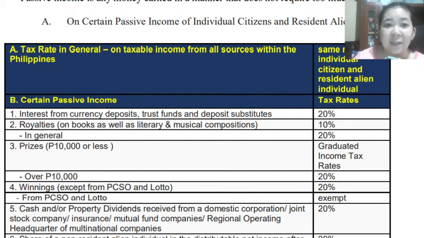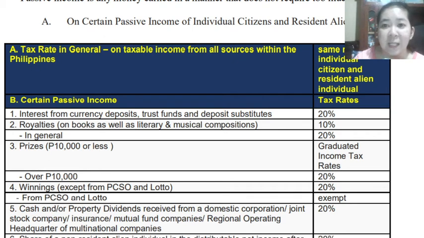For interest from currency deposits, if the taxpayer has a deposit and earns interest from these specific types of deposit, currency deposit, trust funds, and deposit substitutes, they will be taxed 20% final tax of their interest income.